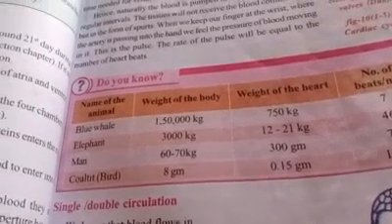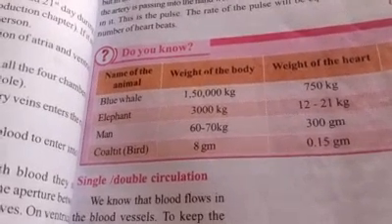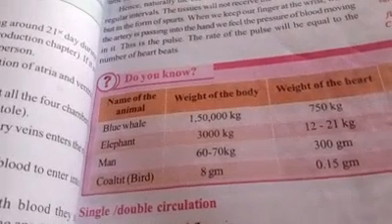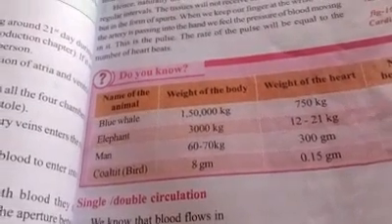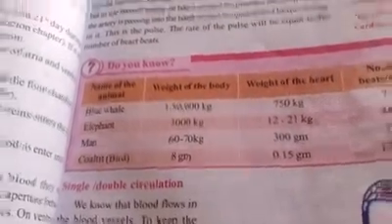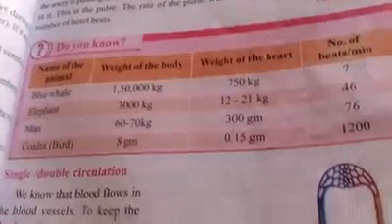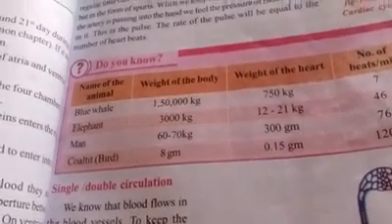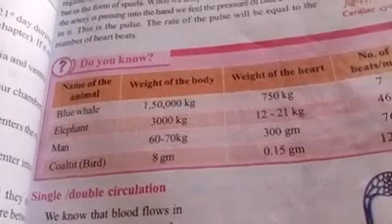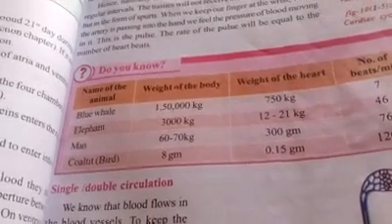So next come to another animal, the elephant. The weight of the elephant is 3,000 kgs. Approximately the weight of the heart is 12 to 21 kgs and the heartbeat rate is only 46. After the blue whale, the elephant is the second largest mammal. So that's why its heart rate is 46.